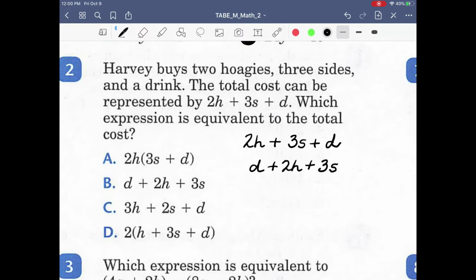You can add in one direction, you can move the terms around and still add without changing the value of your answer. That's called the commutative property. But these two things mean the same thing.